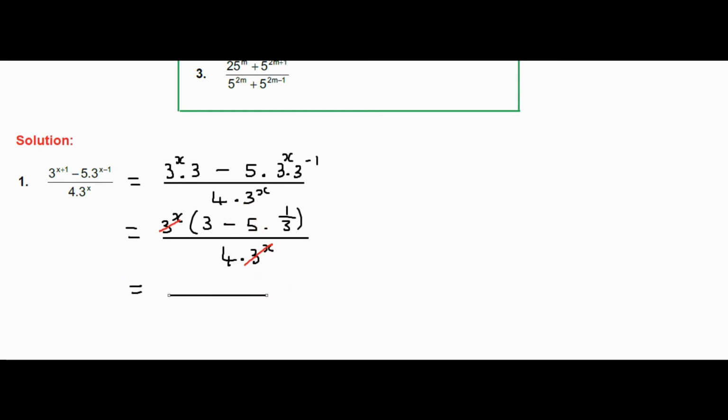So in the numerator, we have 3 minus 5 times a third. Now, 5 times a third, bearing in mind that 5 is the same as 5 over 1, we multiply the numerators. So 5 times 1 is 5, and 1 times 3 is 3. So it's 5 over 3. And in the denominator, we still have 4 left.